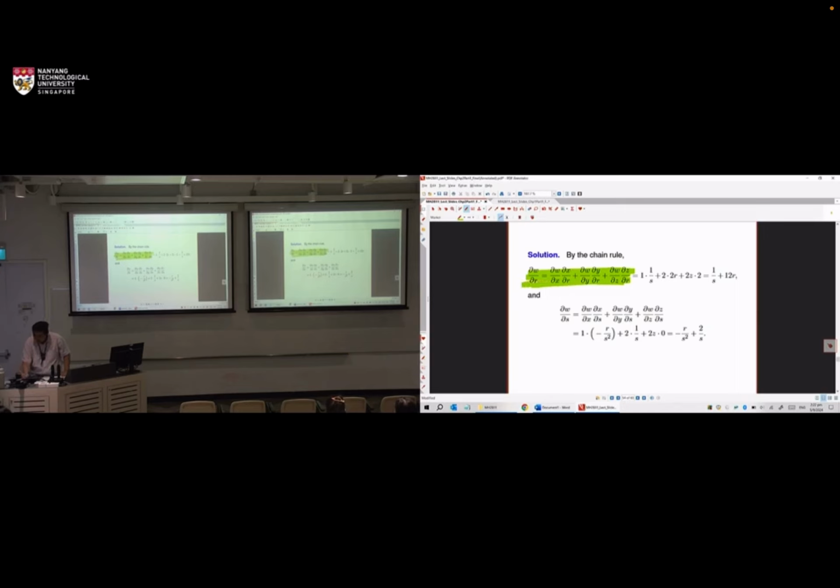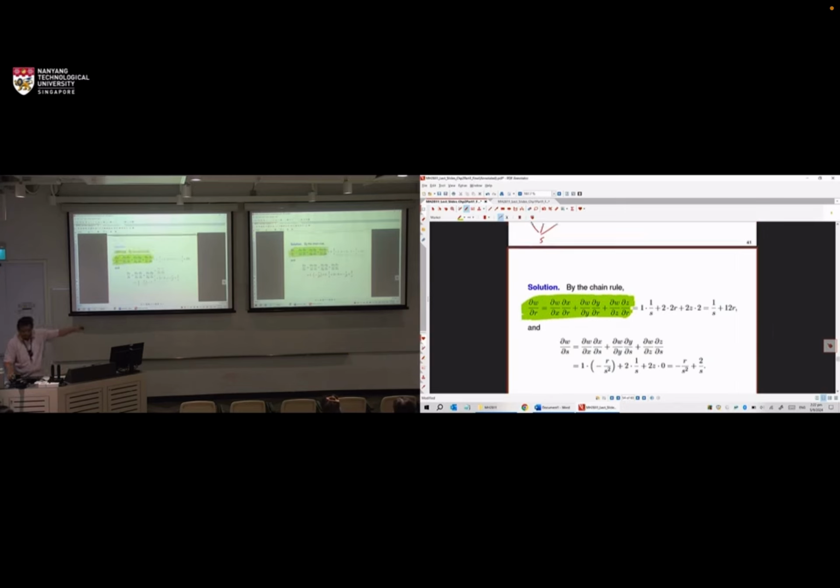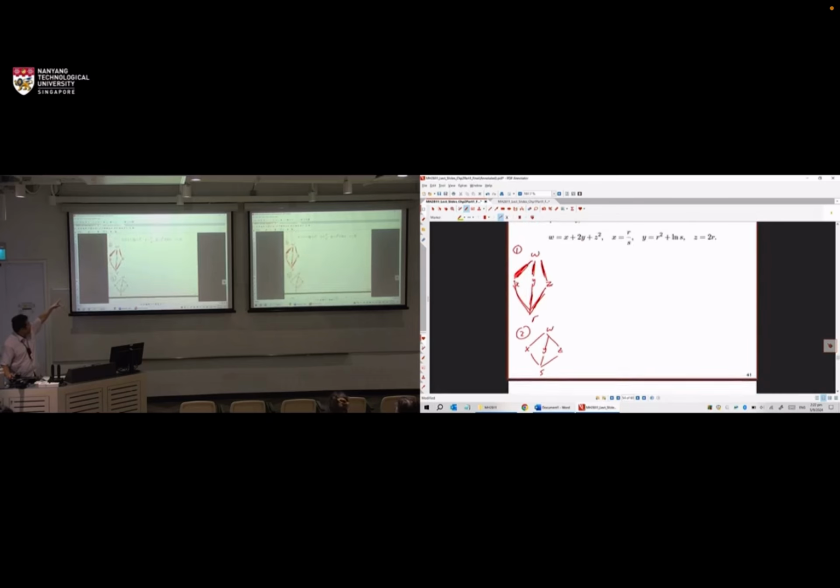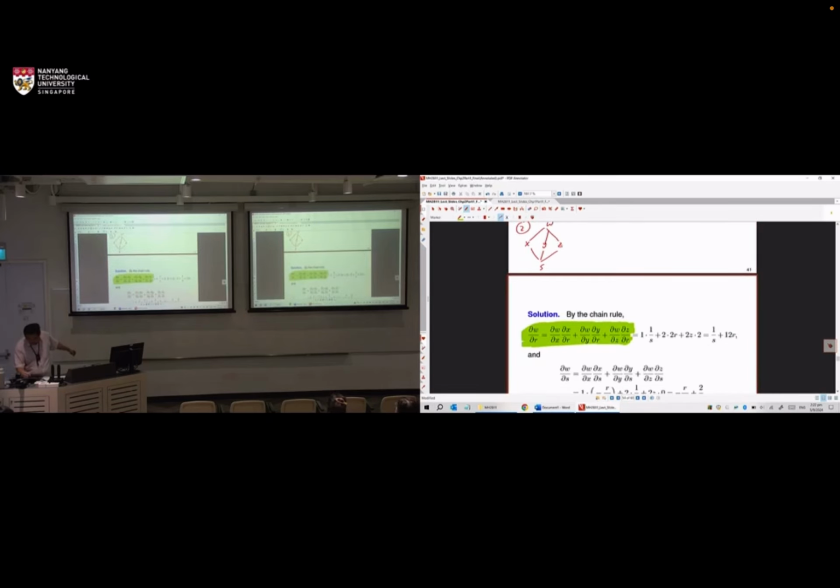If you follow my chart there, number 1, you will get this formula. Then I leave it to you to sub in and do the partial derivative for every term. Then you do your multiplication and sum it up. I leave it to you. Make sure you go back and try.